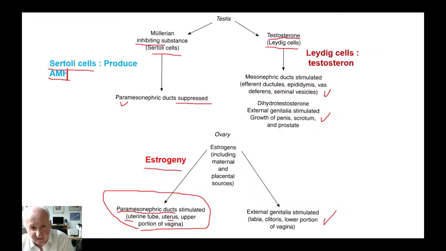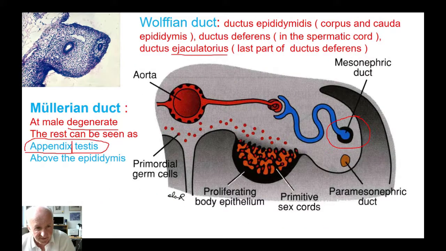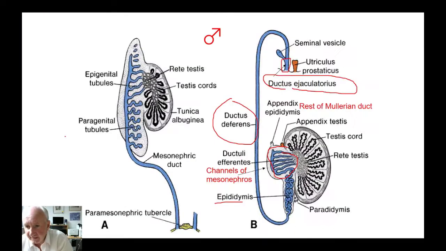And here, if you remember, I was speaking about the appendix testis. At a male, a small rest of the Müllerian duct is seen as appendix testis, such as a small diverticle above the epididymis. So here were very important at a male some tubules of mesonephros. At a female, mesonephros completely disappears.